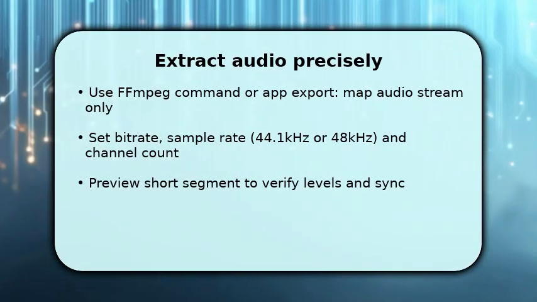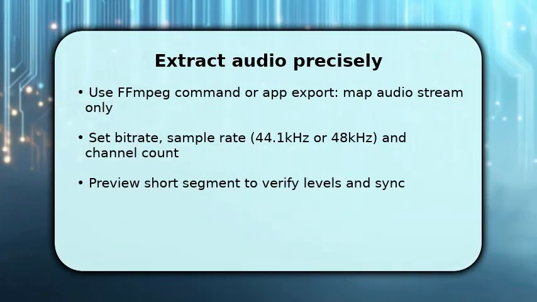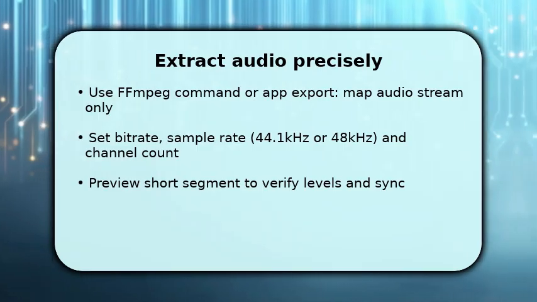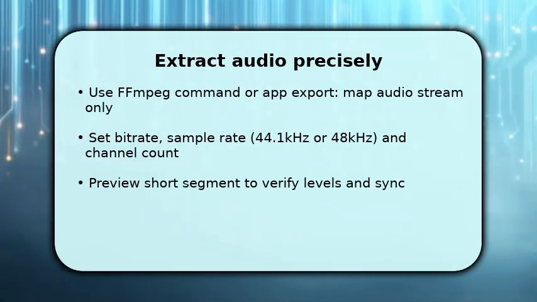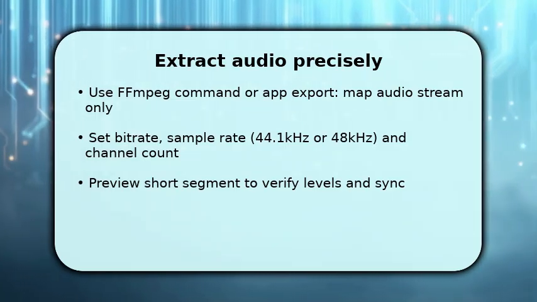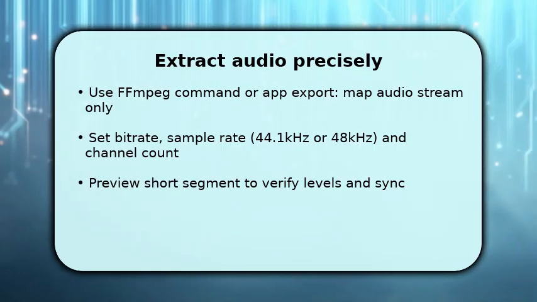Now extract the audio. With FFmpeg, use a single command mapping only the audio stream. With an app, choose Export Audio or Save As and pick your codec. Once done, set sample rate to 44.1 kHz or 48 kHz and confirm bitrate and channels.